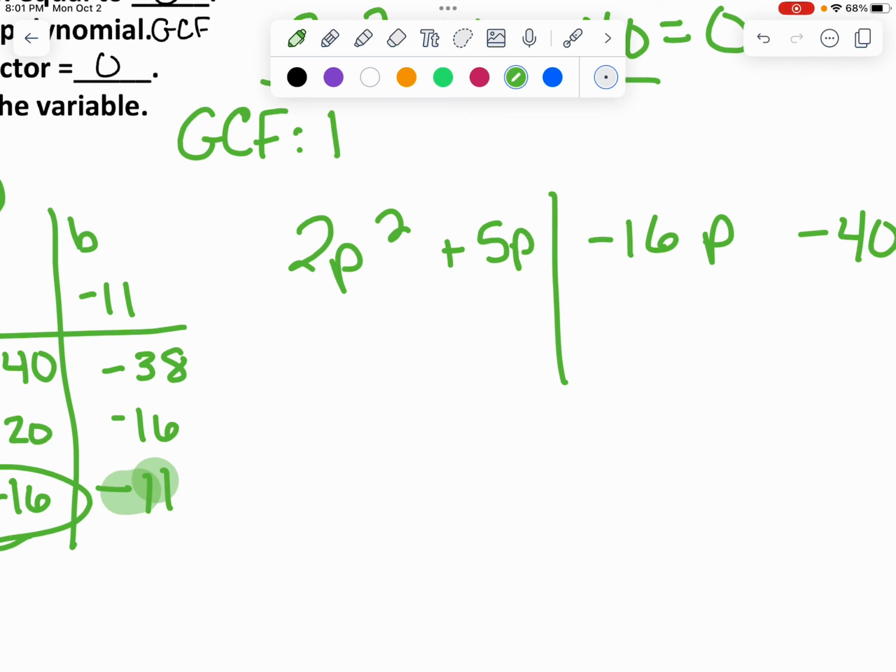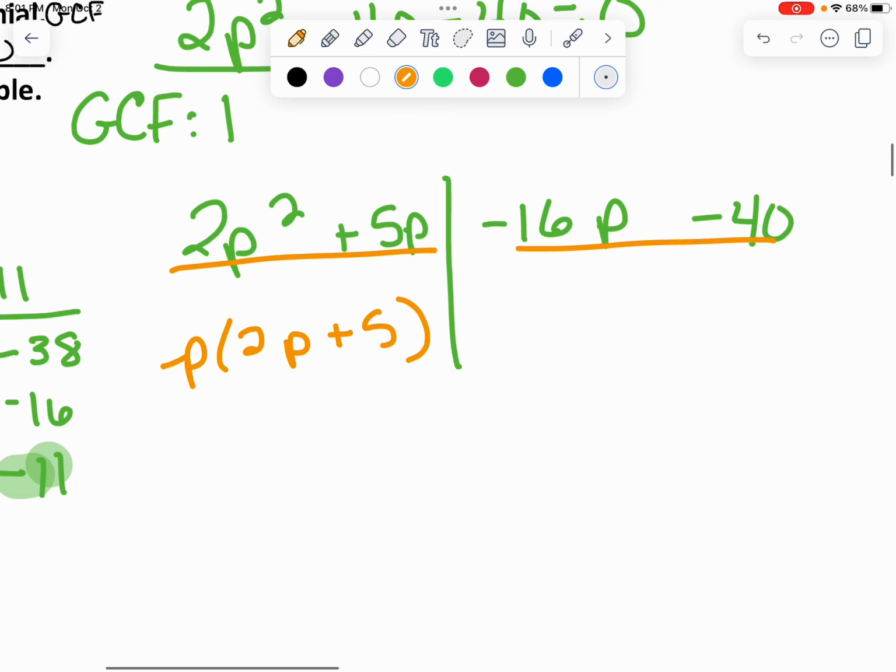What's the GCF of these? P. Okay. Take out a P. And if you take out a P, what are you left with? 2p plus 5. Okay. And what's the GCF over here? Let's see. 4? Negative 4. And it's actually bigger than 4. It's actually 8. Negative 8. Divide by negative 8. Yeah, 2p plus 5.